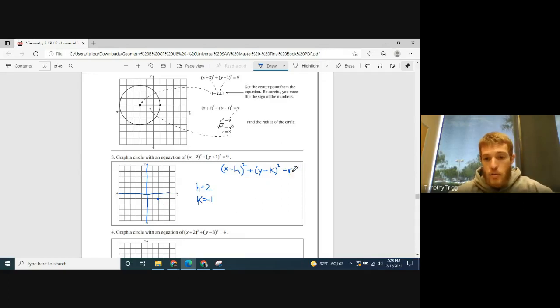And the radius, well, notice 9 is over here, and that's where r squared lives. So 9 is r squared.